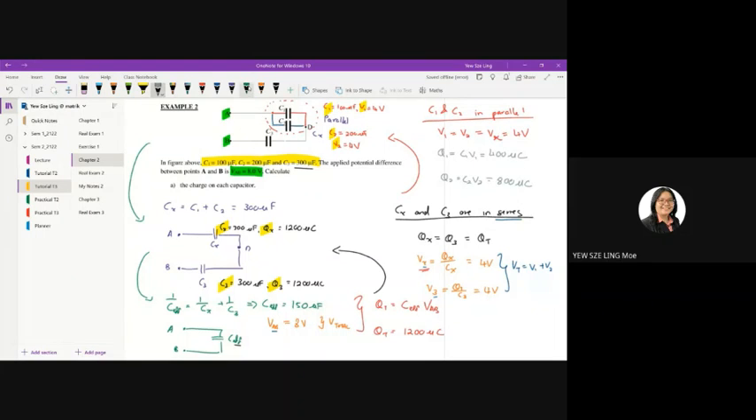Now let's check whether it makes sense or not. When they are in parallel, we know that Q total should be equal to Q1 plus Q2. So Q1 I have 400, Q2 I have 800. When I add them up, they equal 1,200, which is the amount of Qx. So yes, again, it makes sense, which means now I have the right answer. My V makes sense, my Q makes sense, everything makes sense. So now I can proceed to answering the question.